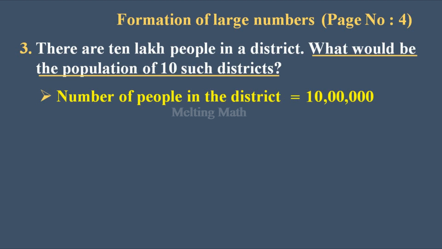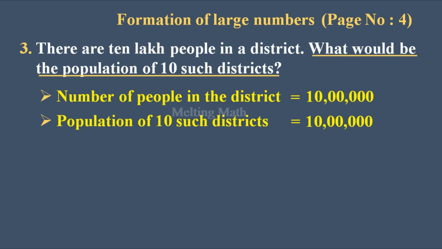Okay, here 10 such districts means similar districts. That means each district has a population of 10 lakh people. Okay, that is the meaning of such districts. So let me write: population of 10 such districts is equal to, first write the population of a single district, that is 10 lakh. So just write 10 lakh first.